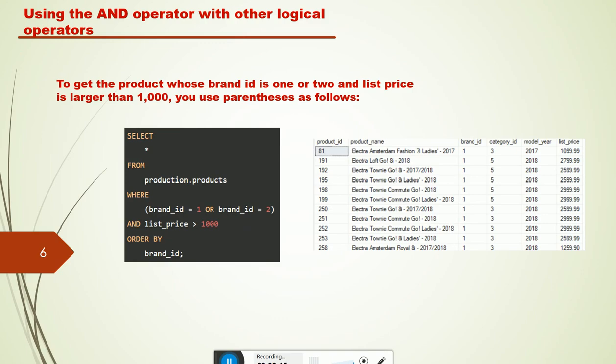To get the product whose brand ID is 1 or 2 and the list price is greater than 1000, use the parenthesis as follows. See how you write the query. Select star from production.products where brand ID equal to 1 or brand ID equal to 2.